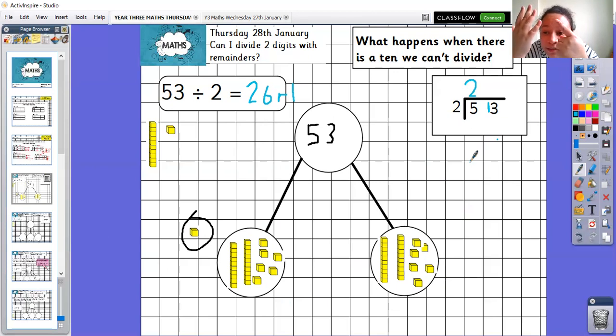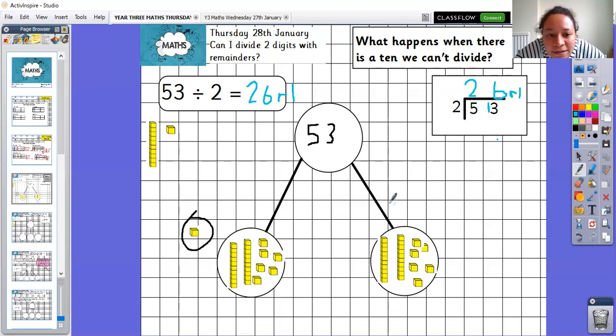But I haven't got 14 there. I've only got 13. So I've gone up to 6 and then I've got 1 left over, and that is going to be my remainder. So there we go. I need to turn that into a 6. And then I've got a remainder 1.